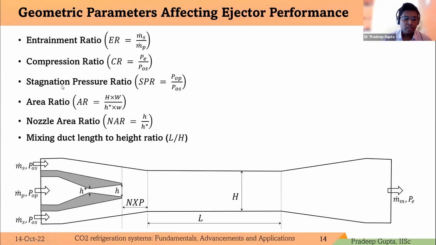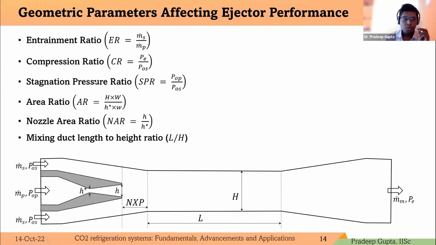These are the influencing parameters. The stagnation pressure ratio is defined as the primary stagnation pressure to the secondary stagnation pressure. Area ratio is defined as the ratio of the mixing area to the nozzle throat area. Here we used a rectangular nozzle, so I multiply by W, the width of the ejector, and small w is the width of the nozzle. The nozzle area ratio is defined as the nozzle exit area to the nozzle throat area, and the mixing length to height ratio is L by H.